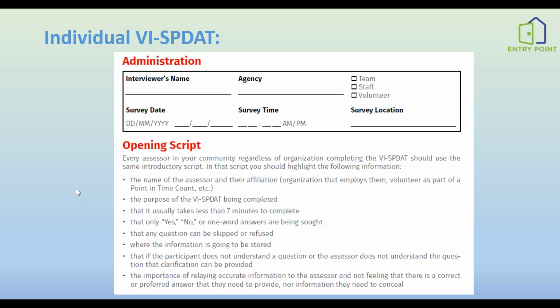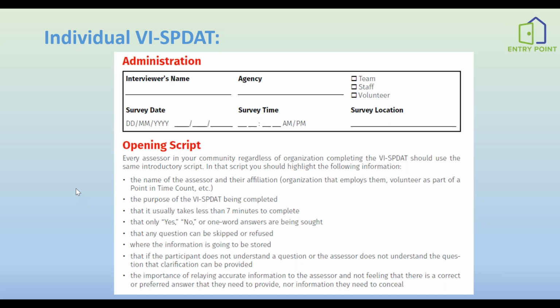Now, if they want to give us details, tell us their story, or share their thoughts and feelings about their predicament, we give generously of our time and attention and make space to hear all that. But we're never probing for details or proof of any kind. We just want people to answer yes, no, or one-word answers. And if we do that, the VI-SPDAT will take us less than 7 minutes to complete.